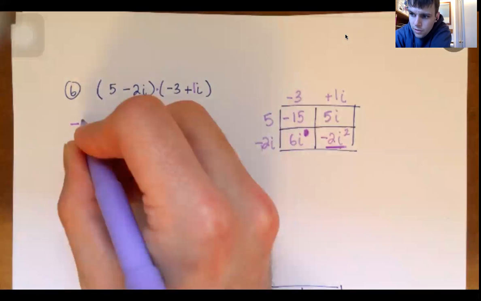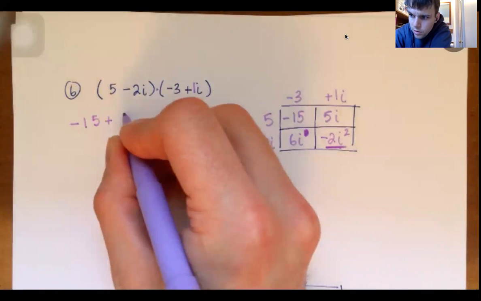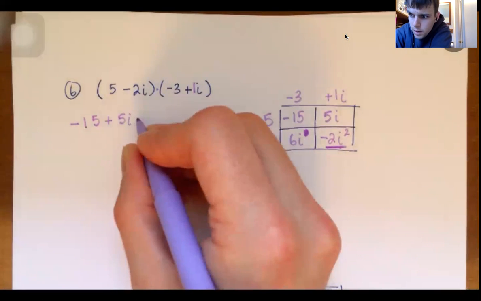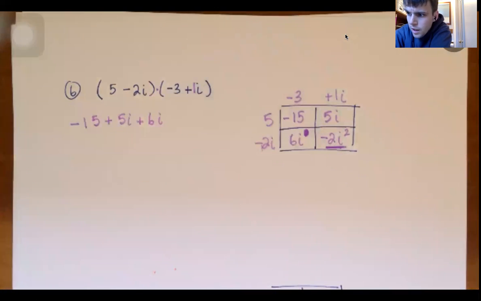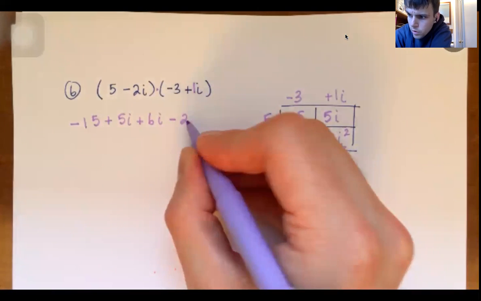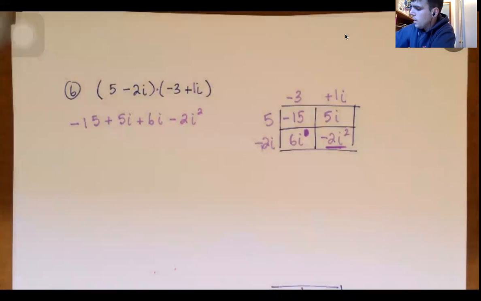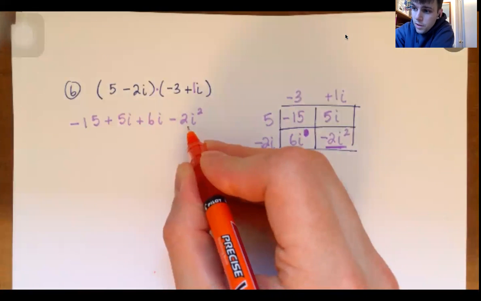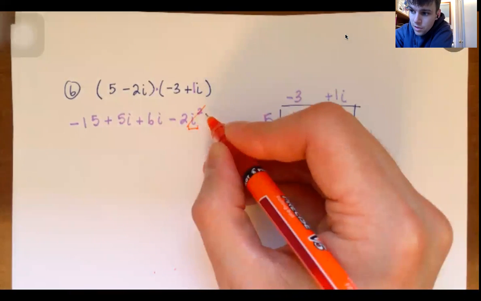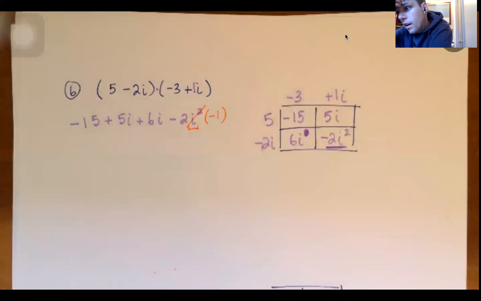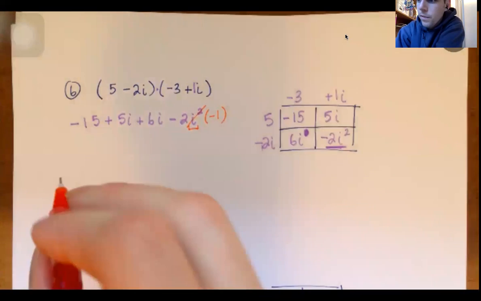So I get negative 15 plus 5i plus 6i and minus 2i squared. Oh, you might get faster at this. You might be able to skip some steps here, but I'm going to go through it all. This i squared right here, I am going to think about as just negative 1. Anytime I end up with i squared, I need to change that i squared into a negative 1 because that's the value of i squared.